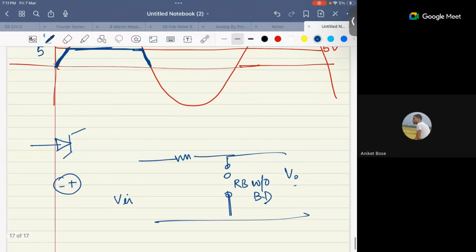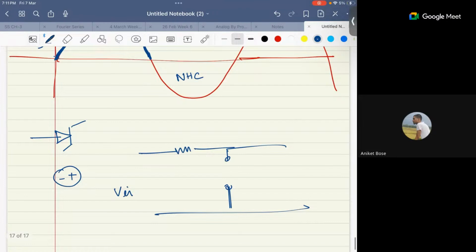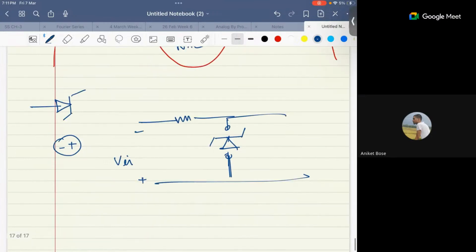Now, what happens in the negative half cycle? See, you have a Zener diode, something like that. Correct? Now you are applying plus here, minus here. So it can never cross 5 volt now. Any voltage that you apply here, it will never cross 5 because the potential will always be negative, right? Are you getting me?